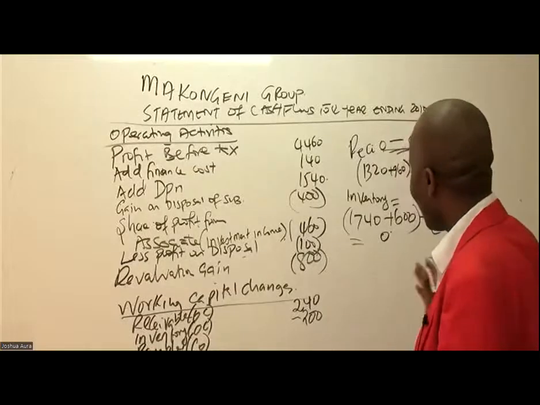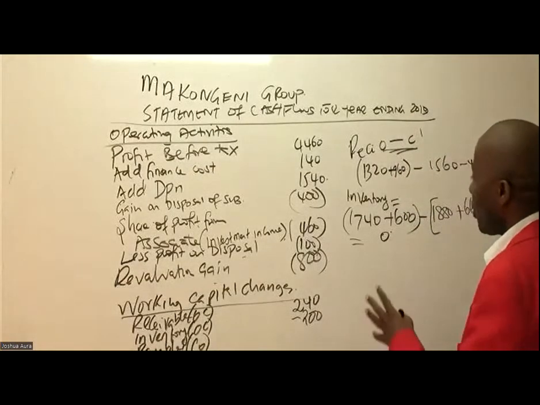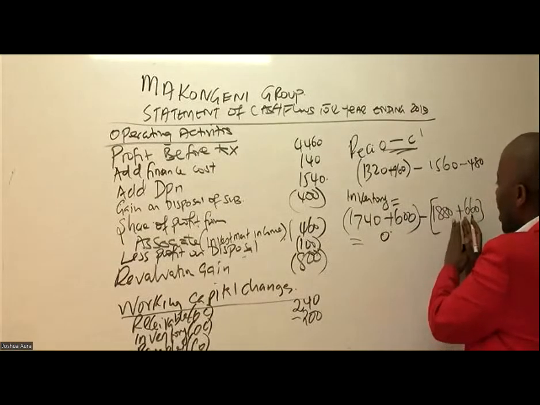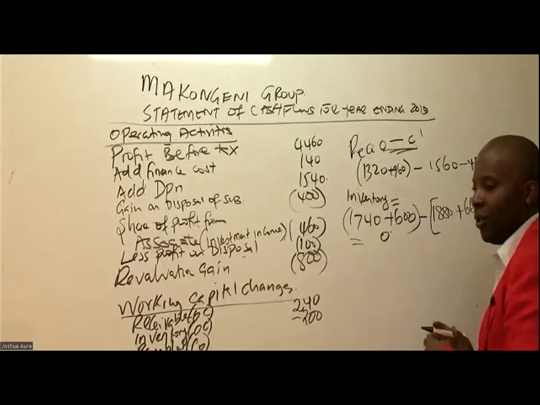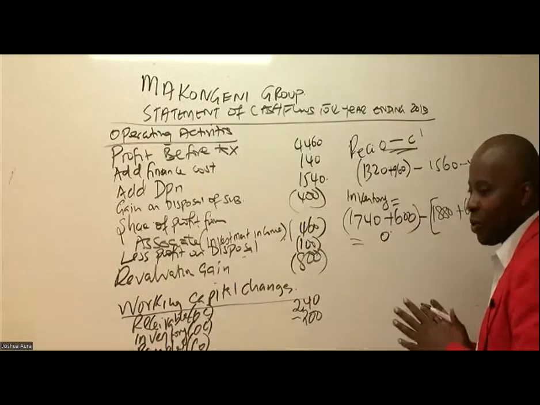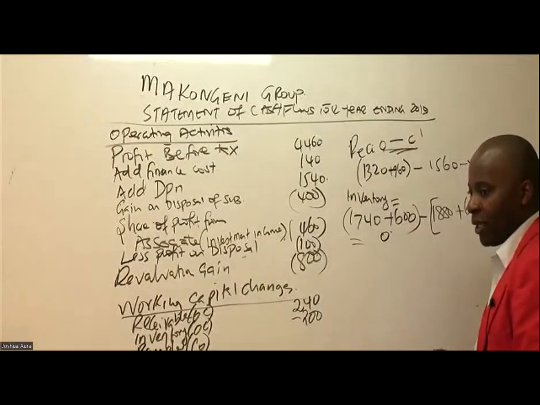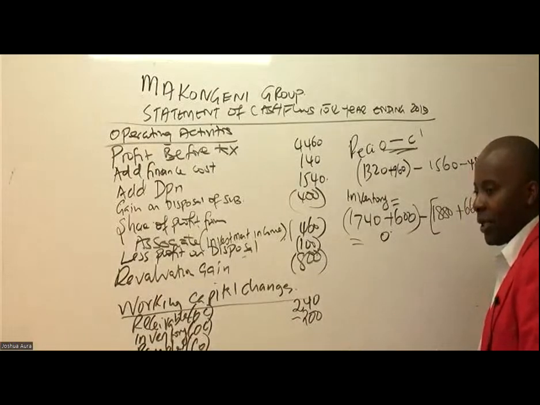Please use your brackets. Use body mass. So it is 1740 plus 600. You get that minus open brackets, this plus 660, you close. You please use brackets very well. Use body mass very well.